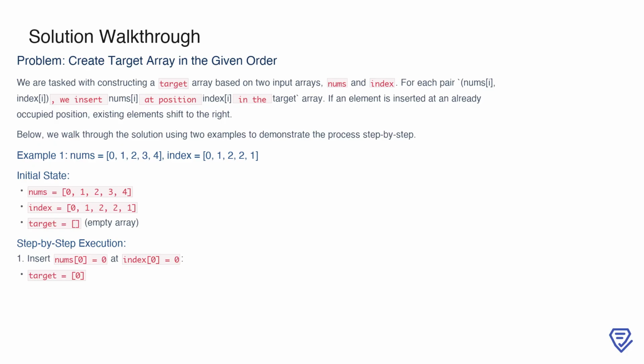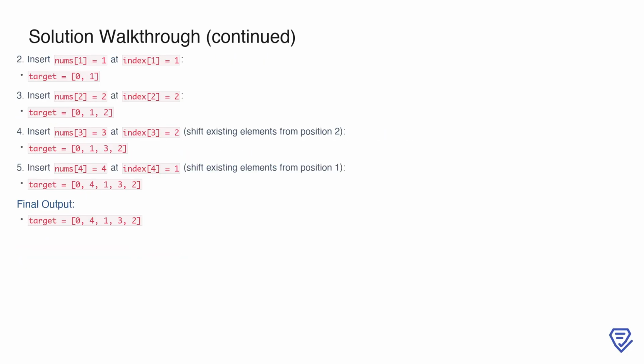To understand this better, let's walk through the solution step by step using the first example. Here, nums is 0, 1, 2, 3, 4, and index is 0, 1, 2, 2, 1. Initially, the target array is empty. First, we insert nums[0], which is 0, at position index[0], which is 0. Since the target array is empty, this is straightforward, and the target becomes 0. Next, we insert nums[1], which is 1, at position index[1], which is 1.